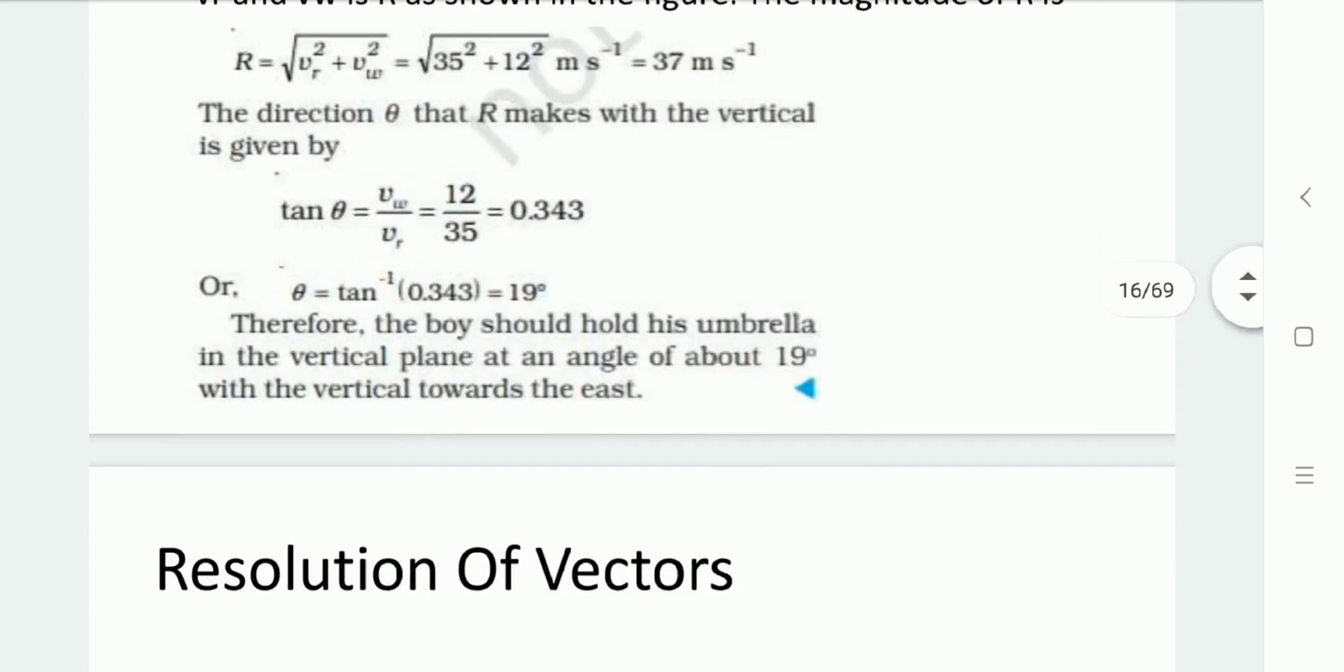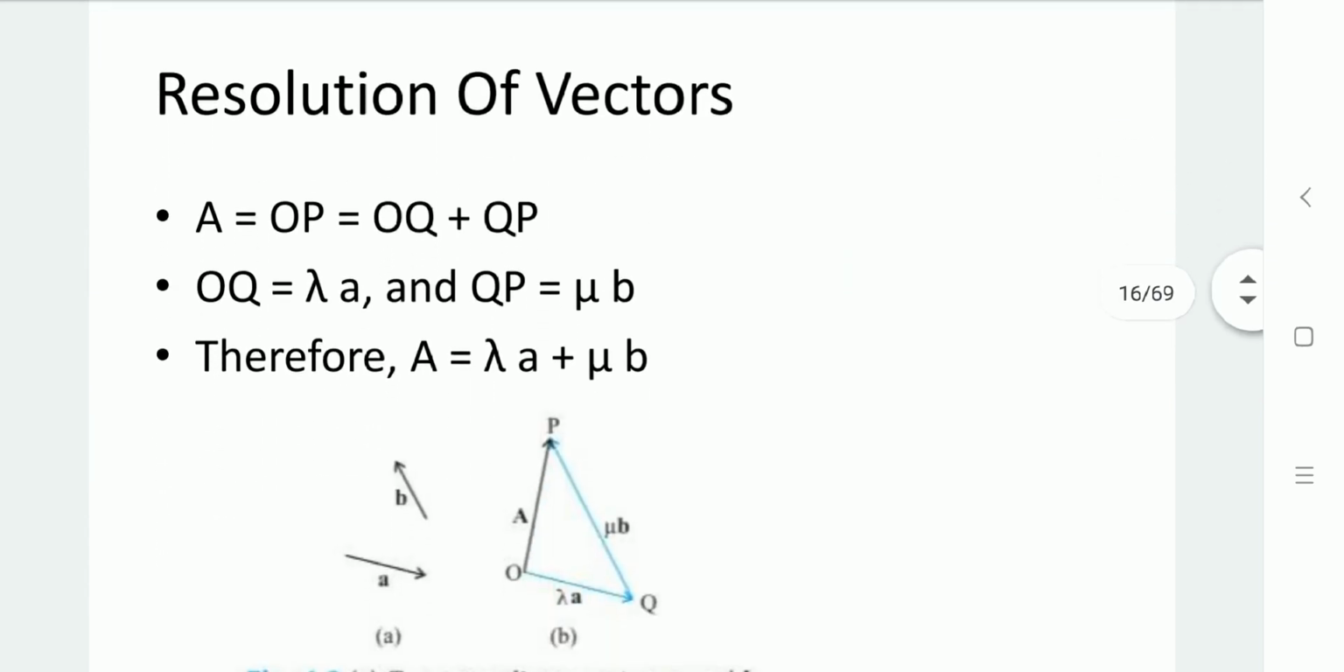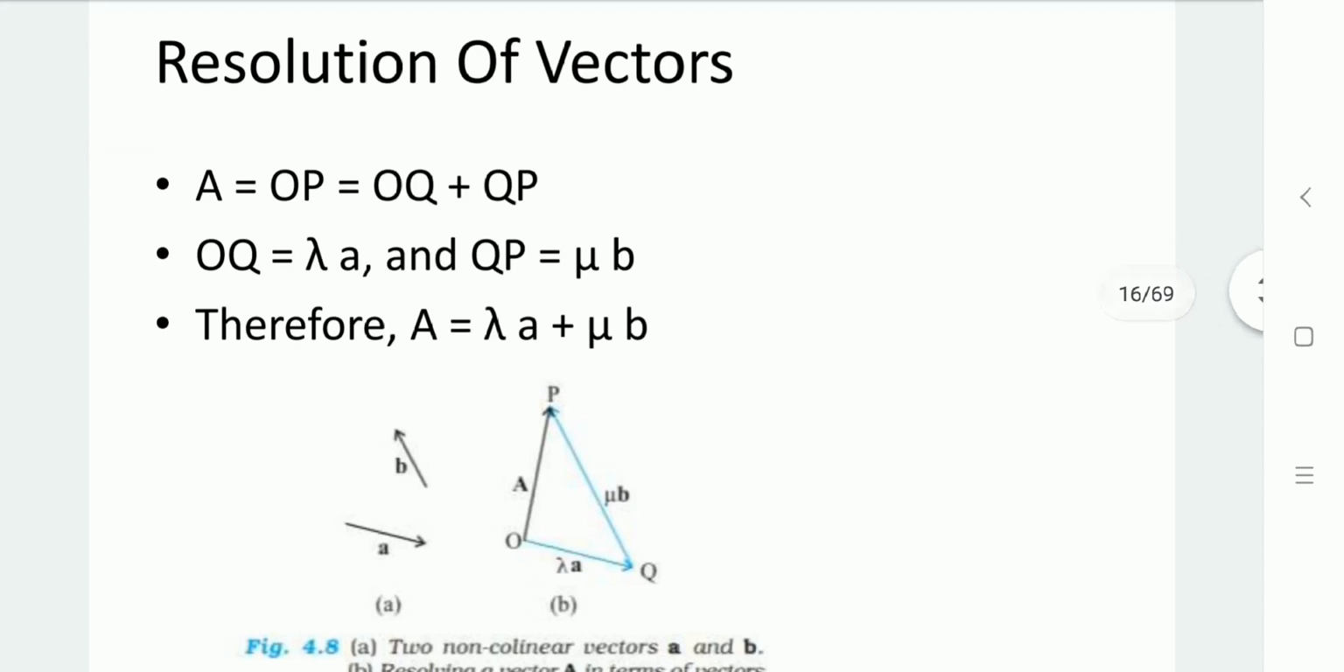Okay? Now, let us go through the next point, resolution of vectors. When we want to define a resolution, it means we are going to analyze a vector. To analyze a vector, we have to define its magnitude as well as direction. So how can its direction and magnitude be specified? This we need to understand.